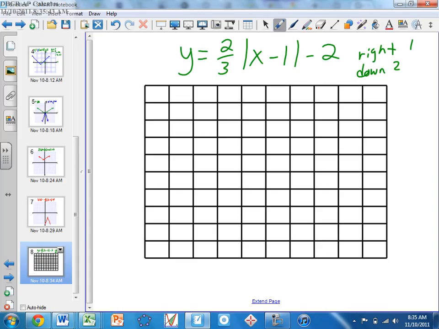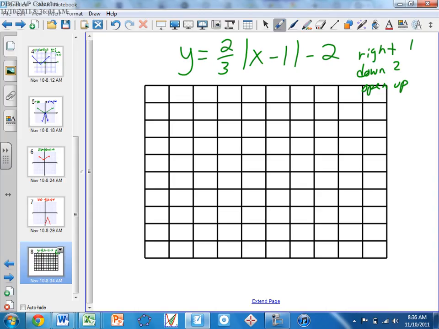Now, which way are you opening? Up or down? Up, because it's positive. So you're opening up. If this were negative, you'd open down. So take a look and think about this. You're going to go to the right one, down 2, and open up. So eventually, I'm really going to be in the 4th quadrant.